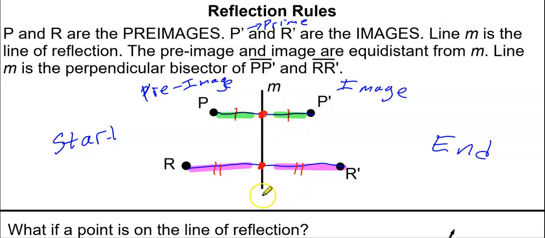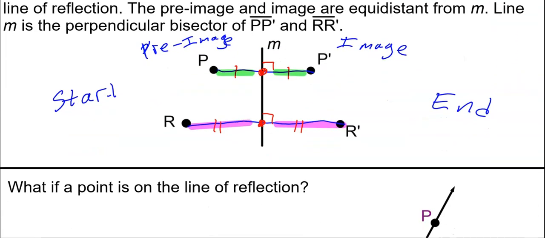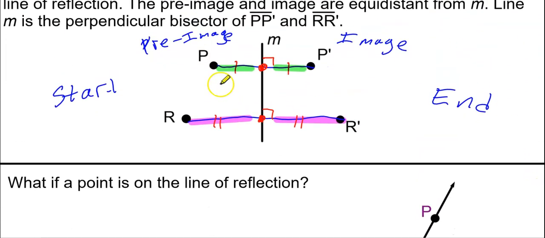Not only do we know those segments are congruent, what we also know is the line of reflection is perpendicular. It makes a right angle with those two segments every single time. So if I flip P over to P prime, it's going to be the same distance just on the other side of the line. I'm going to hop over the fence and land the same distance on the right side that I was on the left side.